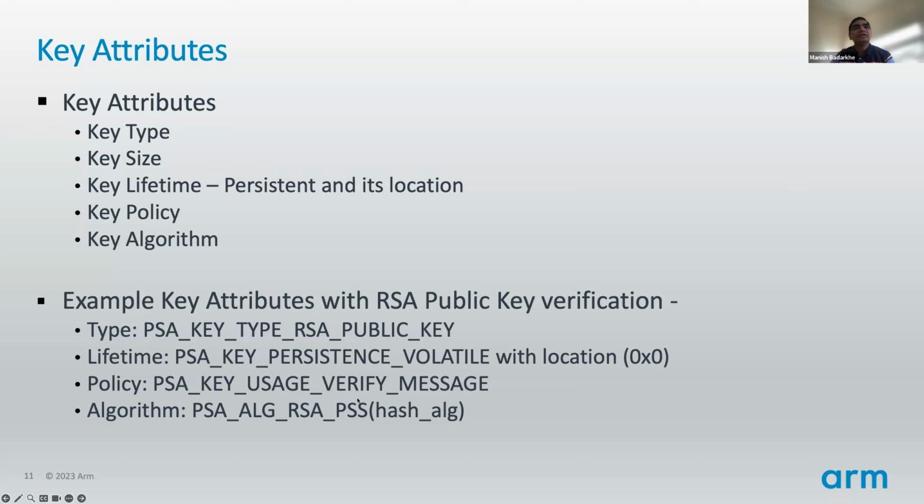And we use this policy, like whether it is used for verifying a message or for verifying the hash. So you have to set the policy, and then you have to set the hash algorithm, like whether you want to do SHA-512 or SHA-256 using the RSA. Accordingly, that particular algorithm we need to pass here.